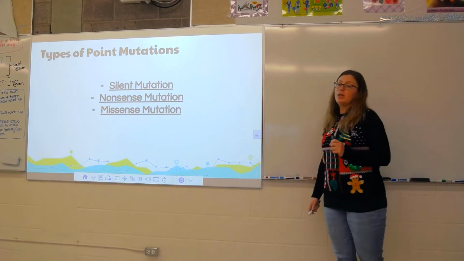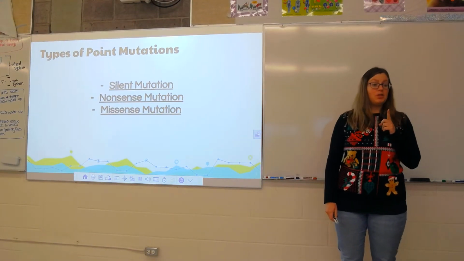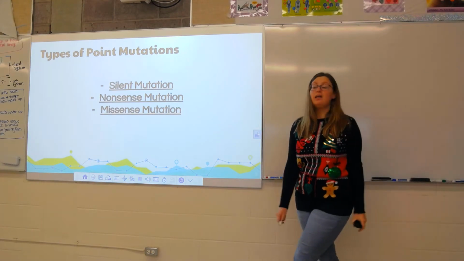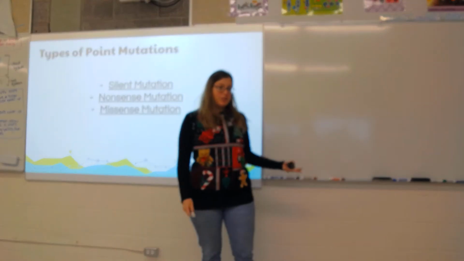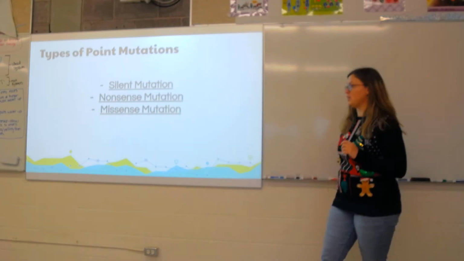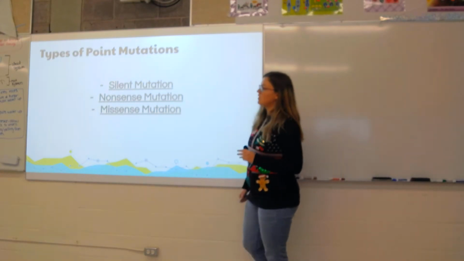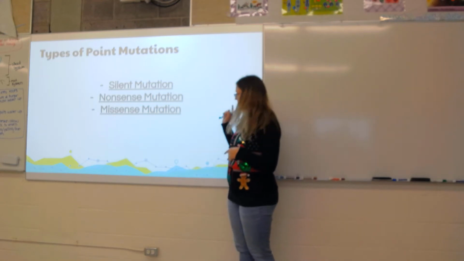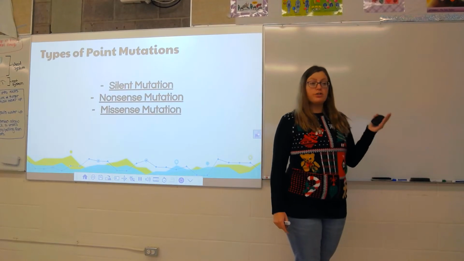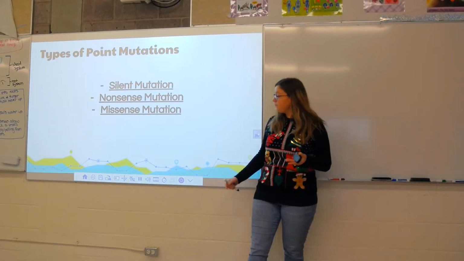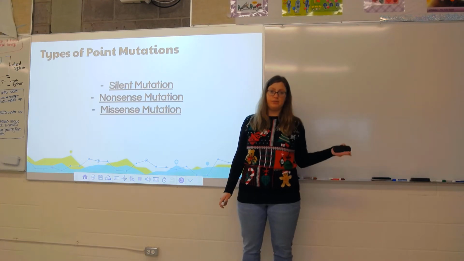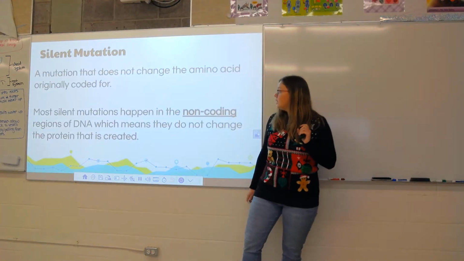So 3 types of point mutations. We have silent mutations, which guess what, are neutral because they're silent and we don't know they're happening. There are nonsense mutations, which don't make any sense, and missense mutations. So silent mutations, again, don't know they're happening. Nonsense mutations actually turn the original codon into a stop codon. And then a missense mutation is just turning one amino acid into a different amino acid.